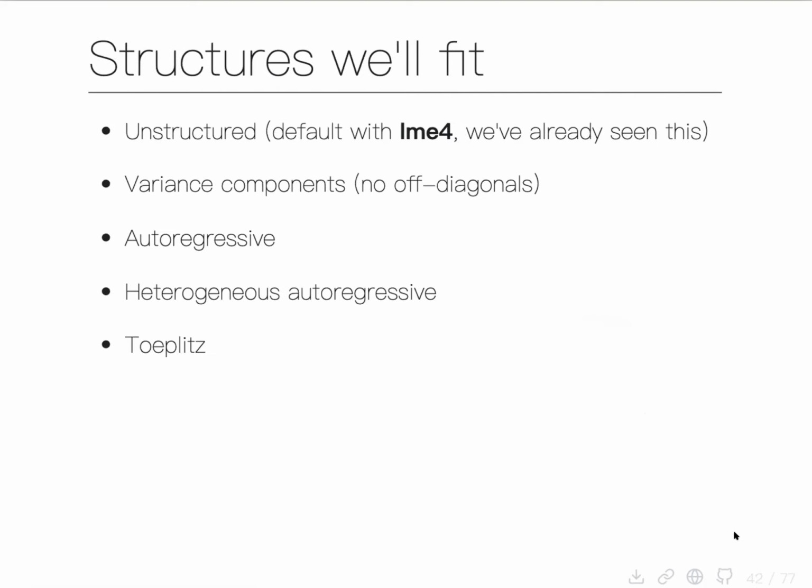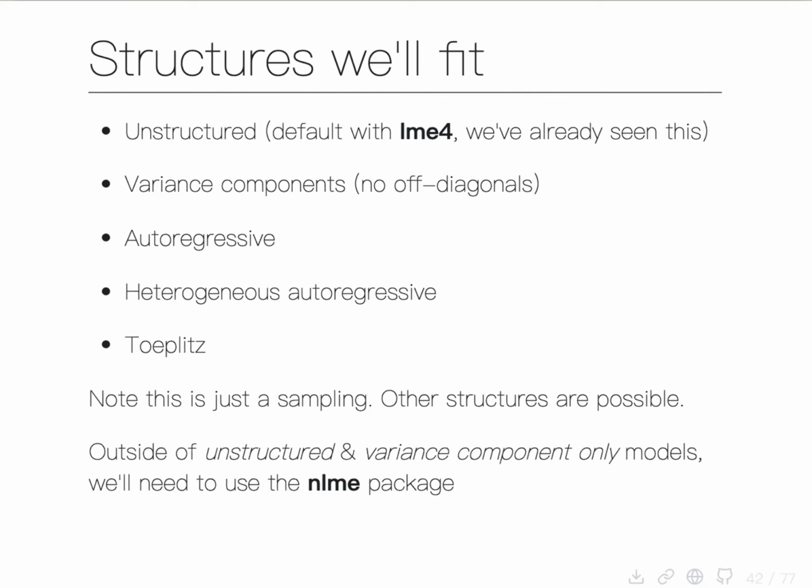Okay, so the structures we'll fit: unstructured, which is the default for lme4, so we've already seen this. We'll also fit a variance components only model, so no off diagonals at all. We'll fit an autoregressive model, then a heterogeneous autoregressive model, and then this Toeplitz model. I don't even know if that's how you say it, but it's something like that. So this is just a sampling. Again, there are other structures.